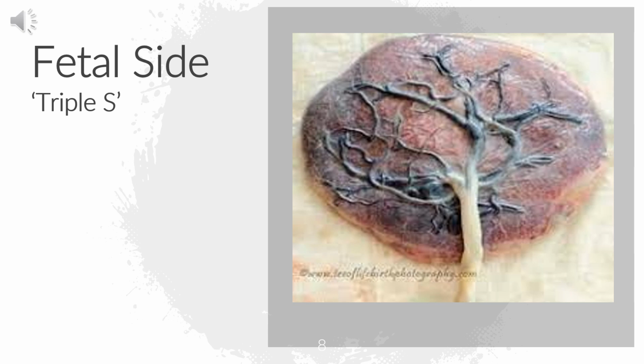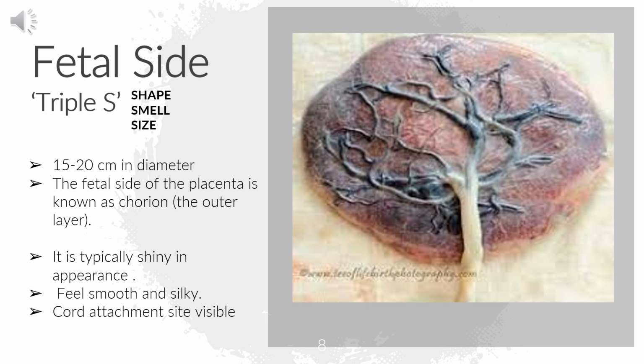Each component of the placenta. We'll begin by talking about the fetal side. As stated before, SSS is the acronym you want to have in your head whenever you look at a placenta at first glance: shape, smell, size. The fetal size is 15 to 20 centimeters in diameter, as mentioned before.